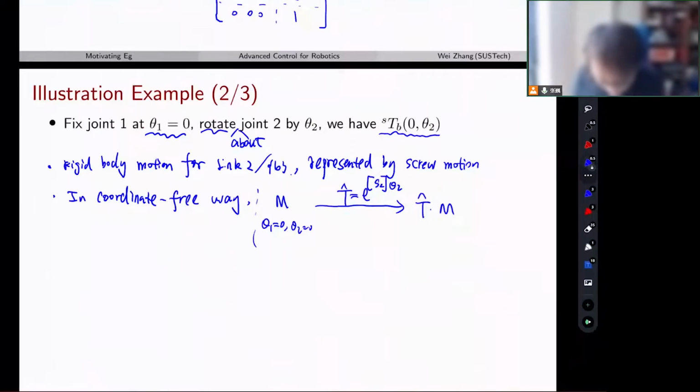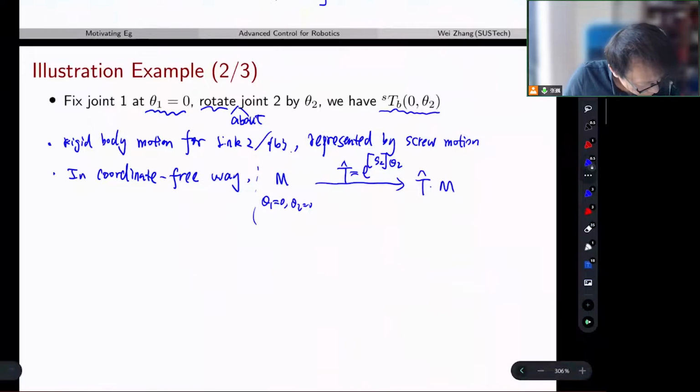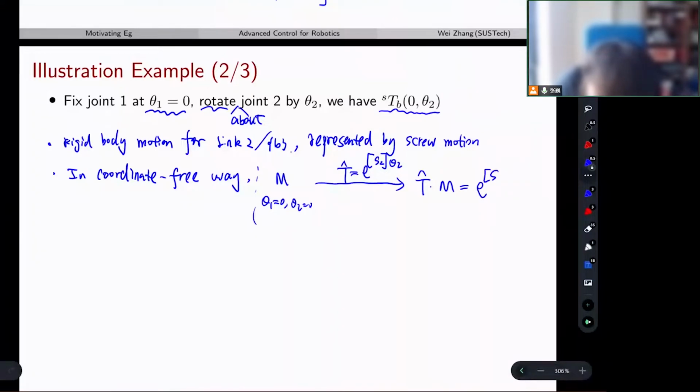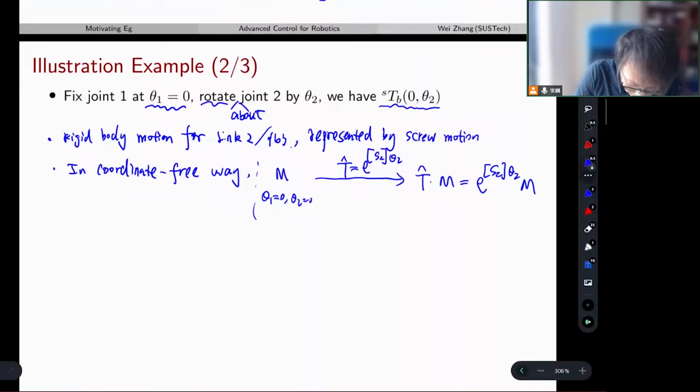So is this okay now? Yes. Okay. So in this way, this guy equals e to the S2 theta2 times M. Okay. So this is in coordinate free.